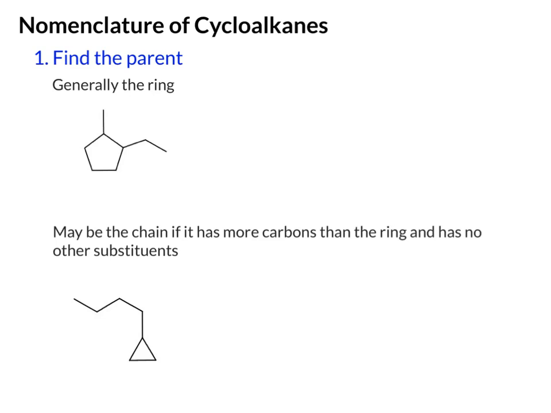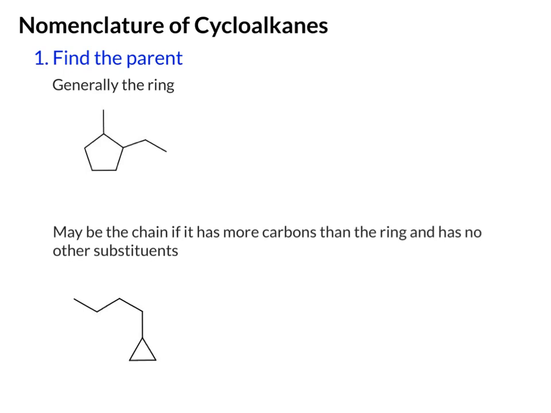We're going to go through the rules of nomenclature for cycloalkanes, and it's very similar to what we learned with acyclic alkanes, where we find the parent, identify the substituents, and put the name together. So we're going to go through some of the key features that differentiate this from acyclic alkanes. So first, we have to find the parent.